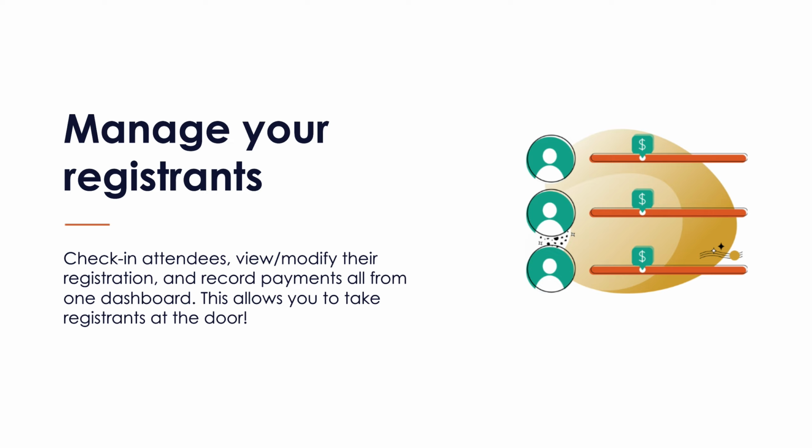I'm sure you've had a million times when someone reaches out to you and says, oh no, I made a mistake on the registration. I need to add another guest, or I need to update my name, or I signed up and picked the wrong thing. Wild Apricot will make it a lot easier for you to manage all of that. You can also record payments from the back end, say if someone hands you cash or a check, and that, of course, will allow you to very easily take registrations at the door.